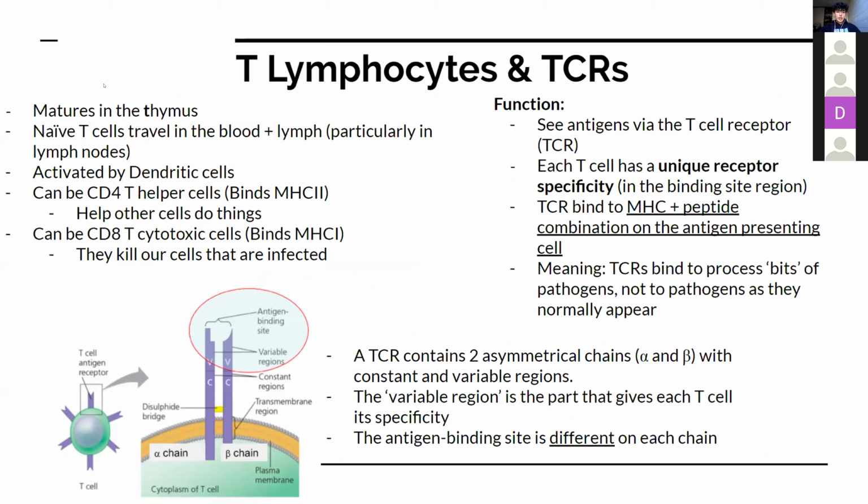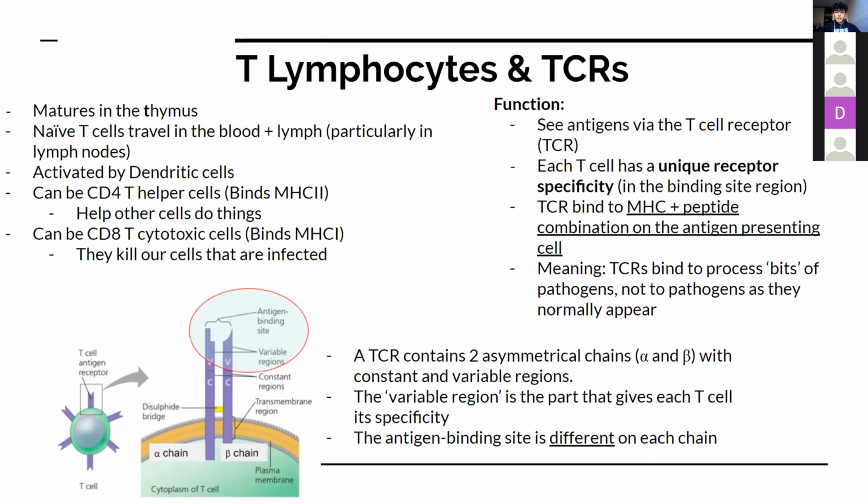All right, T lymphocytes and T cell receptors. So T lymphocytes mature in the thymus, and the naive T cells travel in blood and lymph. These ones are activated by dendritic cells, and you either have CD4 T helper cells or CD8 cytotoxic cells. So this is the rule of 8, where you have CD4 with MHC2 and CD8 with MHC1. You need to get your head around this, because CD8 cytotoxic cells bind to MHC1, which is expressed on basically every single one of the cells. And so this is why you get a lot more cells which are killed, whereas CD4 T helper cells are for more MHC2. So that's for longer lasting responses and B cells and stuff like that.